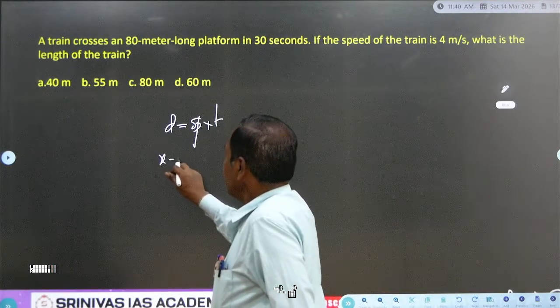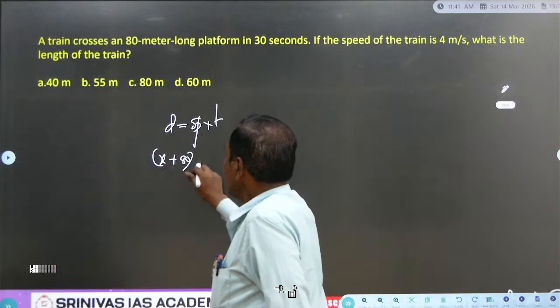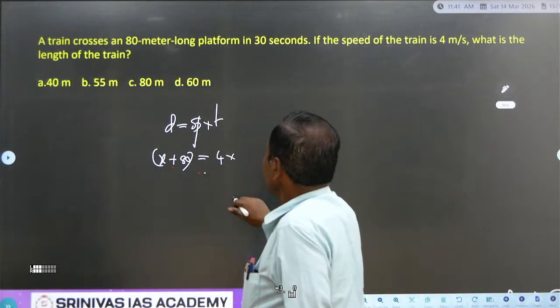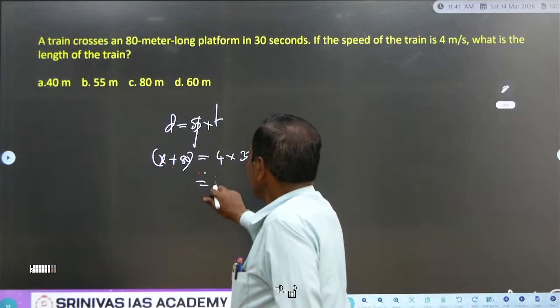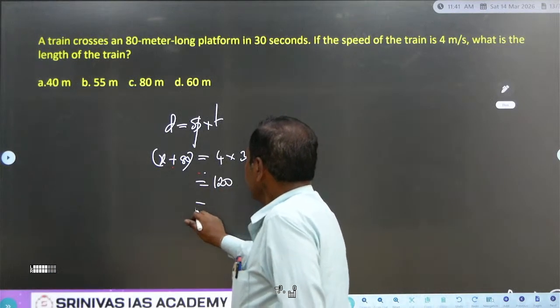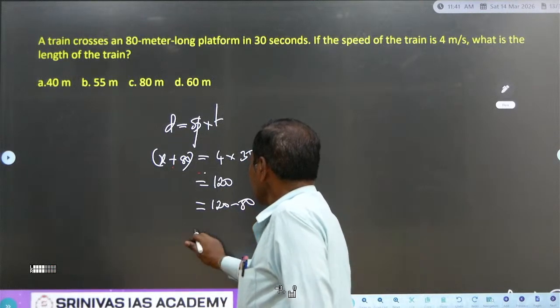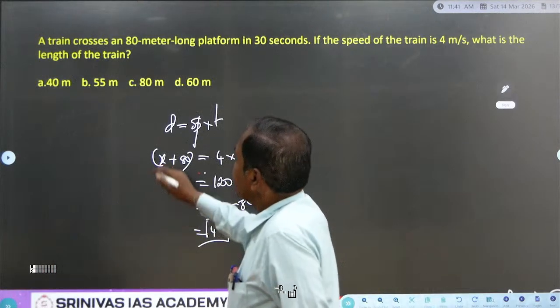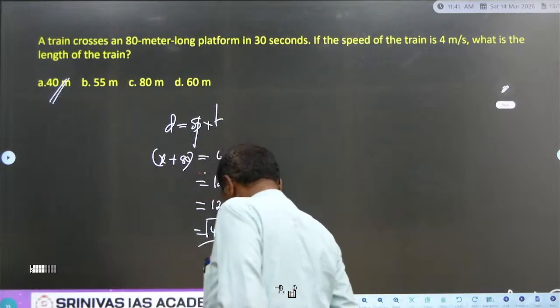We need to know the length of the train, and the length of the platform is given. Distance equals 4 meters per second into 30, which is 120. Then 120 minus 80 is 40. So this is the answer, 40. Option A we can take. Right.